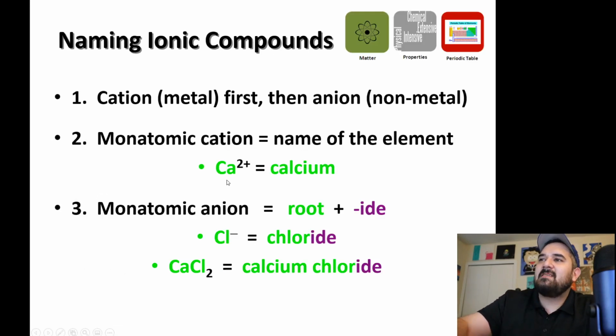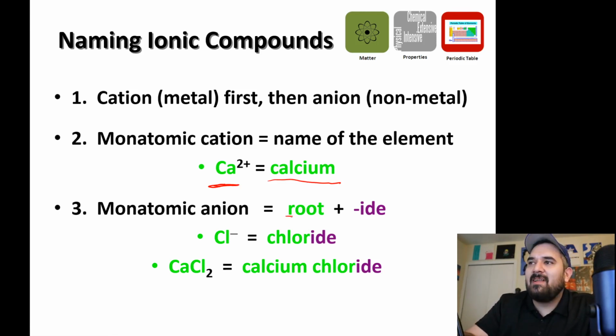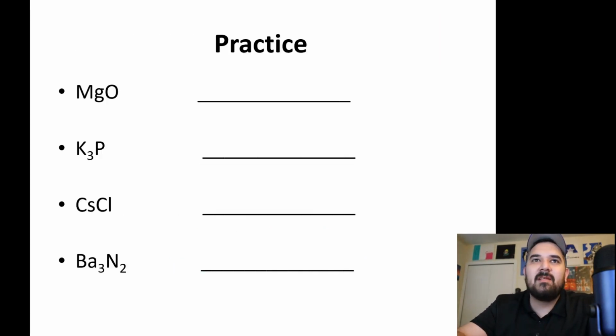We talked about this last time. So it doesn't matter what the charge is or how many of the metal you have. You're always just going to write the metal's name. And then for the anion, which is the nonmetal, you're going to take the root of the word and add an IDE to it. So for chlorine, it's going to turn to chloride. For oxygen, it's going to turn to oxide. For fluorine, it's going to turn to fluoride. You just add an IDE after the root of the word. And that's it. That's our review, which took 11 minutes.